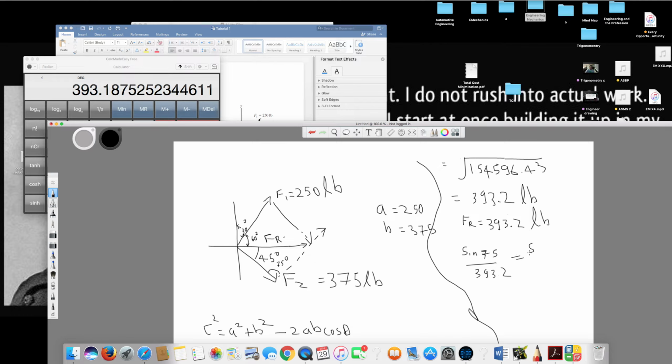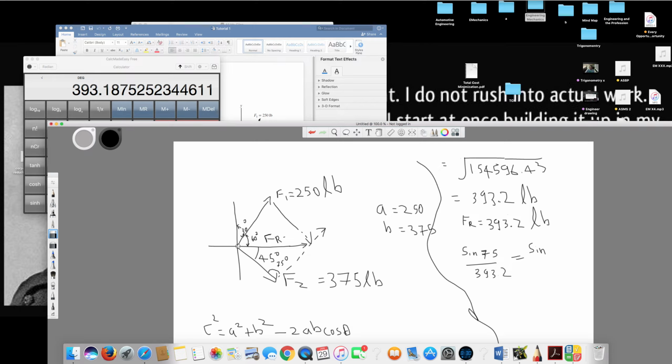So it's going to be sine 60. Oh, we don't know the angle. We have to find the angle. So we don't know the angle. The question is to find the angle that makes the resultant force.